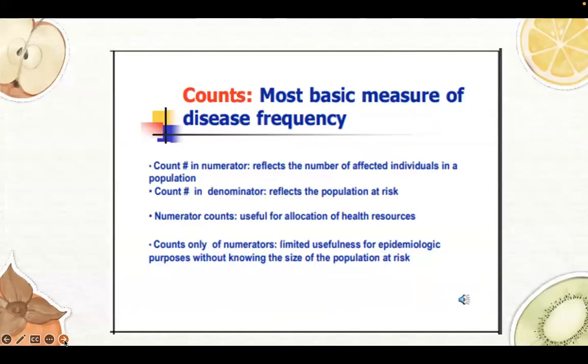Okay, so for the counts, the most basic measure of disease frequency, the count in the numerator reflects the number of affected individuals in a population. Meanwhile, the count of your denominator reflects the population at risk. The numerator counts are useful for the allocation of health resources. So when we count the number of people who are affected by the disease, yung mga nasa numerator po natin, they are very useful in allocation of different health resources.